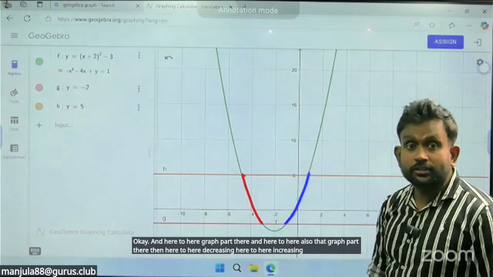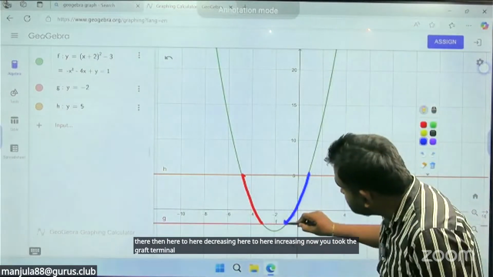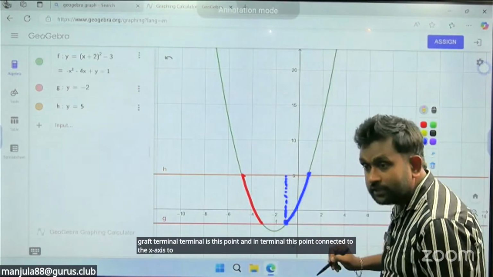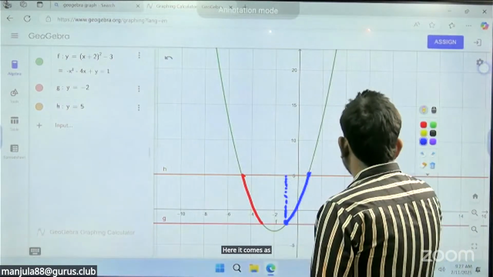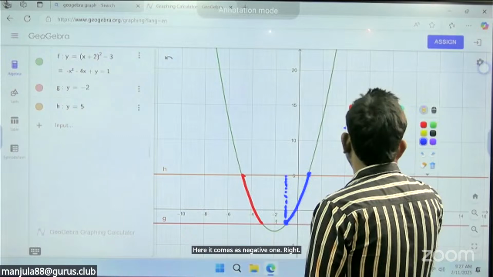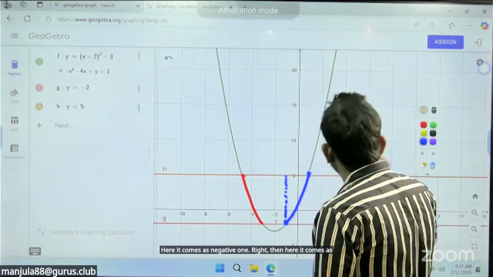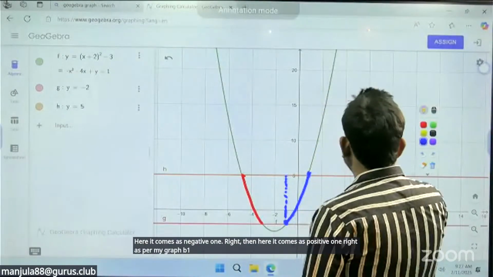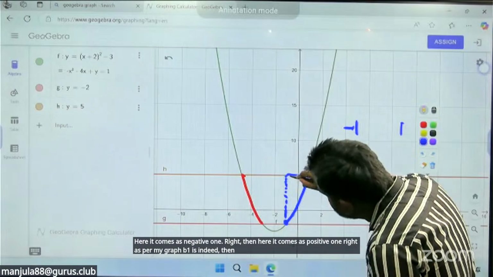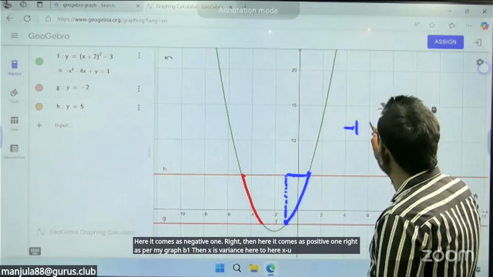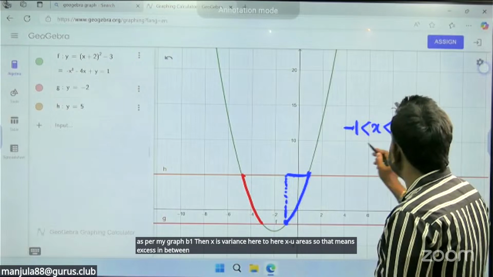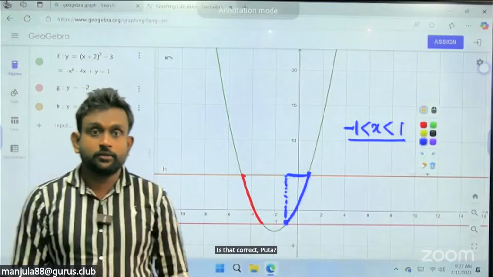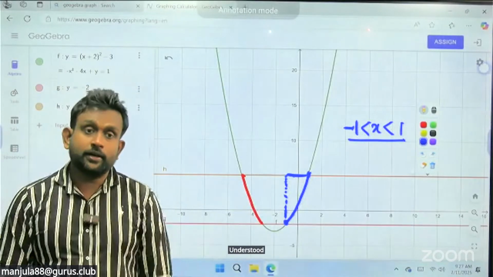Now you took the graph terminal. Terminal is this point, and in terminal this point connected to the x-axis to see the x range. Here it comes as -1, then here it comes as +1, as per my graph view, isn't it? Then x varies here to here. So that means x is in between -1 to +1. Is that correct? Understood?